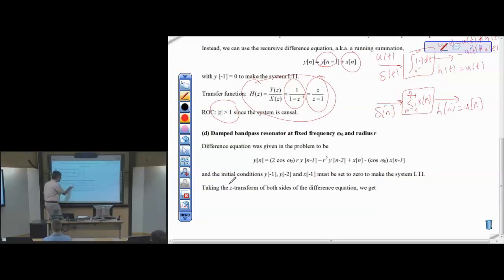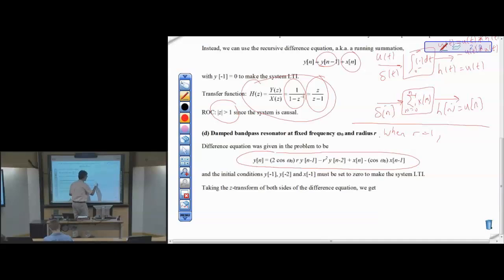So this has a difference equation. It looks a lot like the equation to generate a cosine, because it is. When R equals 1, the impulse response is the cosine, a one-sided cosine. So you've seen this already. We looked at this in slides.